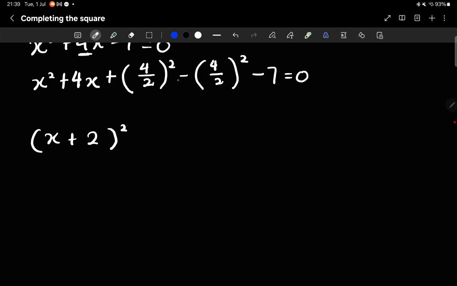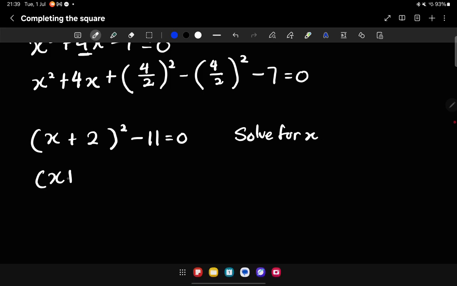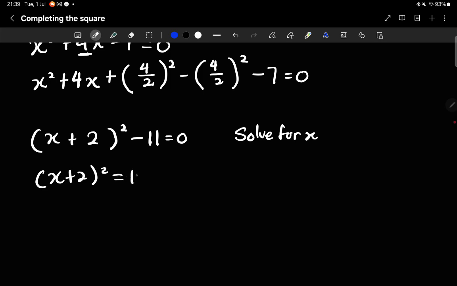So let's just calculate what is negative bracket 4 over 2 close bracket squared minus 7. You can calculate that in the calculator: negative 4 over 2 squared minus 7, and you should be getting negative 11 equals 0. Now all you have to do is solve for x. So what we do is just bring the 11 to the other side.